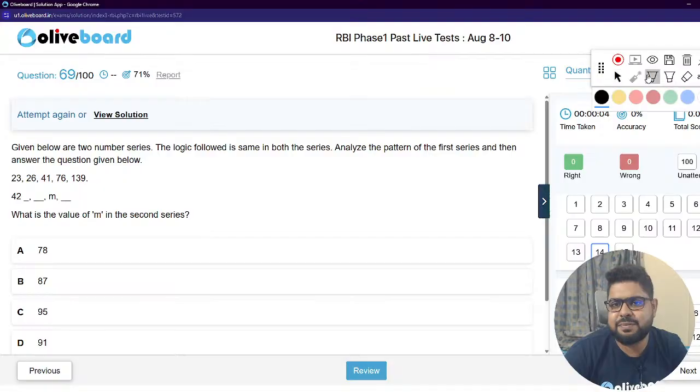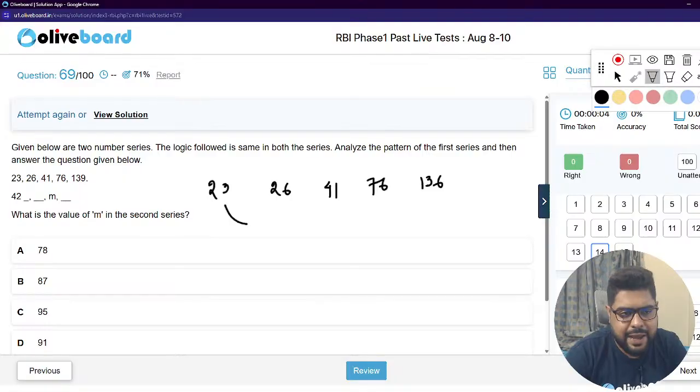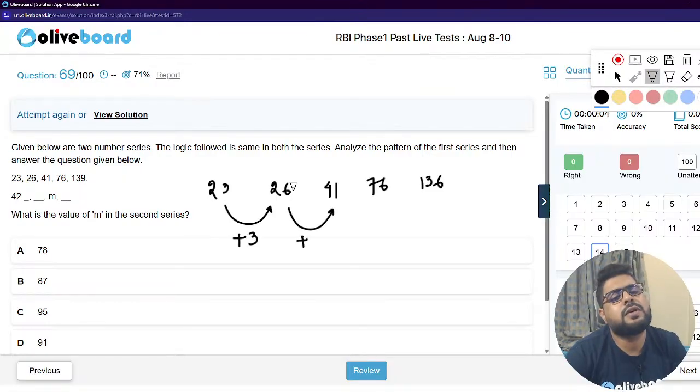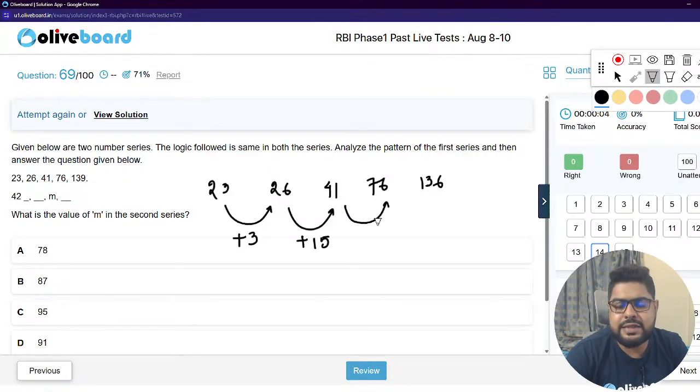Very simple. Number series, sir. I was thinking, where is number series? 23, 26, 41, 76, 139. Very simply an addition based series. Gap of 3. Gap of 11 and sir 4, 15. Gap of 40 and 76. 40, 76 is sir how much?